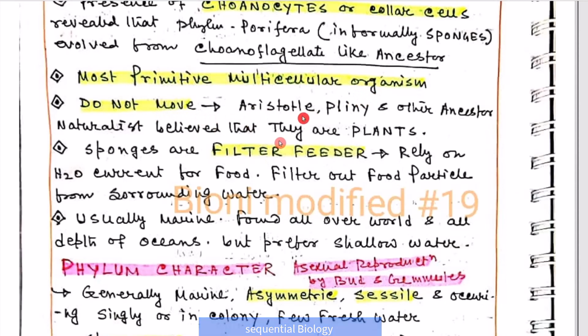And for this reason Aristotle, Pliny and other ancient naturalists believed that they are plants, because plants cannot move from one place to another, and also the animals do not show any definite form. For this reason, the ancient scientists believed that they were plants. Sponges are filter feeders, relying on water currents for food, and they filter out food particles from the surrounding water.